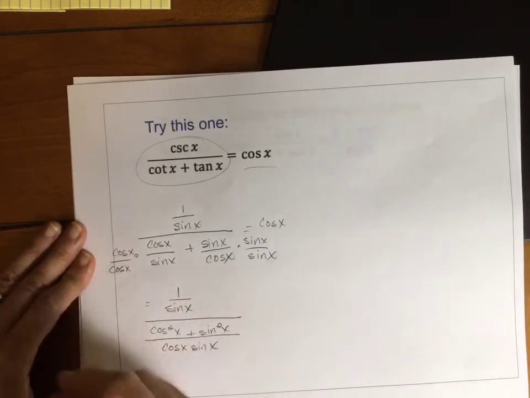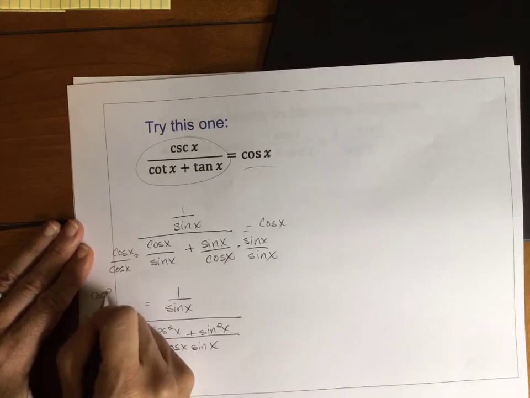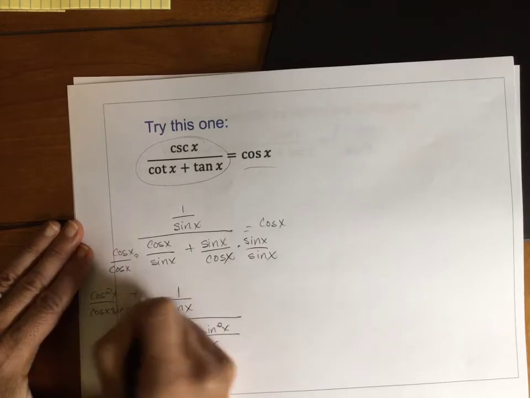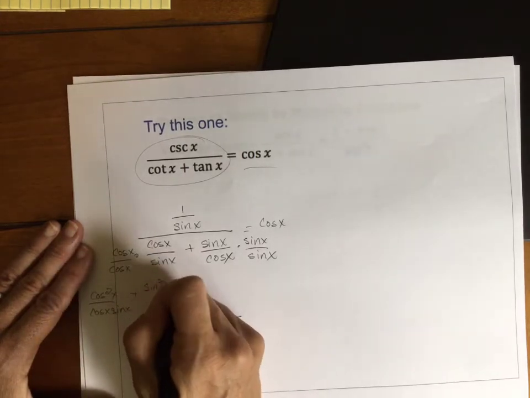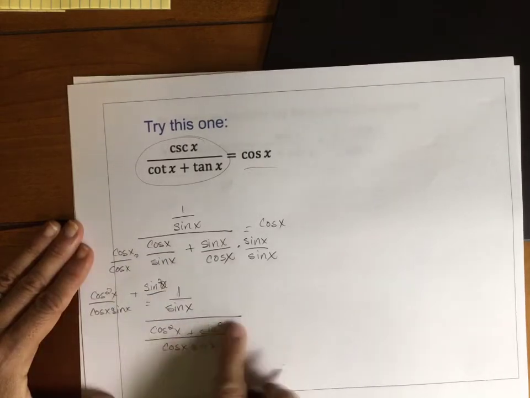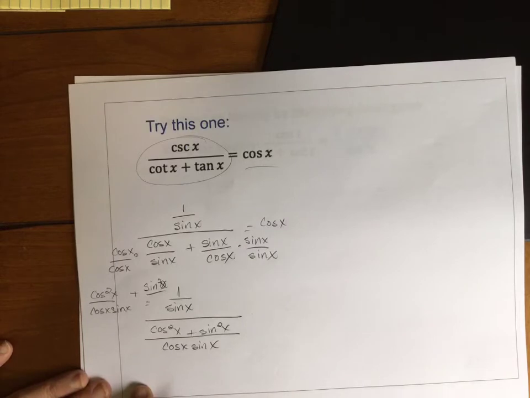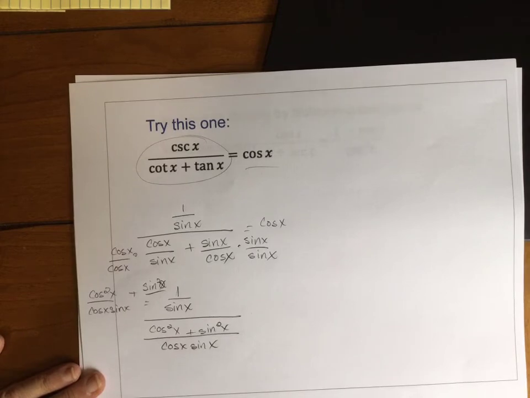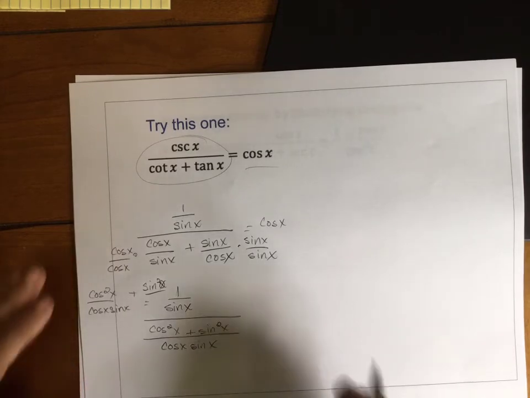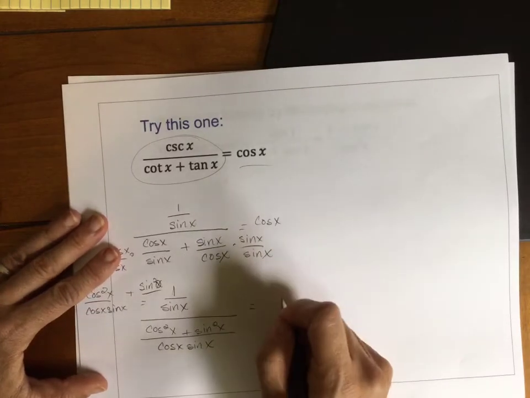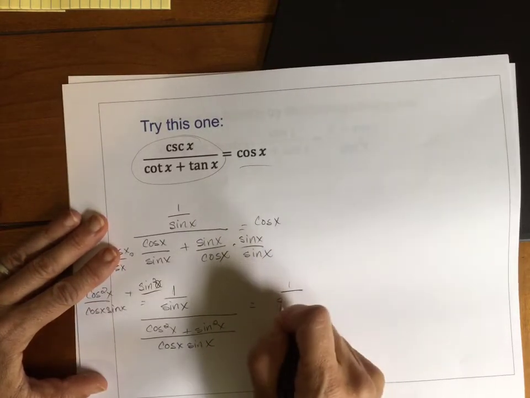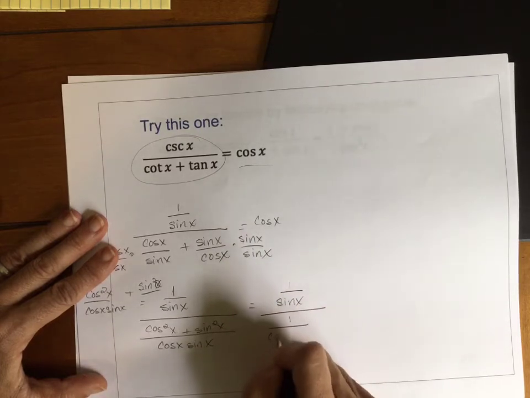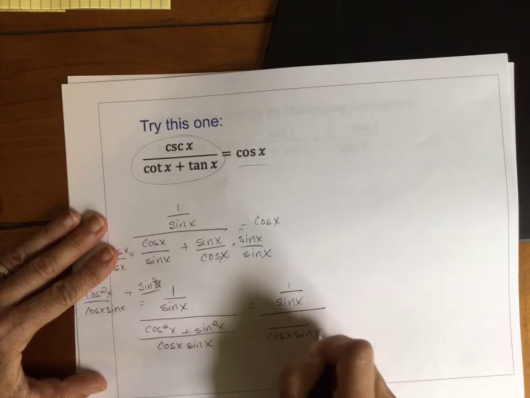I skipped a step in here. You could really say this is cosine squared x all over cosine x sine x plus sine squared x all over the same denominator. I just combined them all at once. Now, I want you guys to remember, what is cosine squared plus sine squared equal? So the Pythagorean identity says it just equals 1. So this simplifies to be 1 all over cosine x sine x.